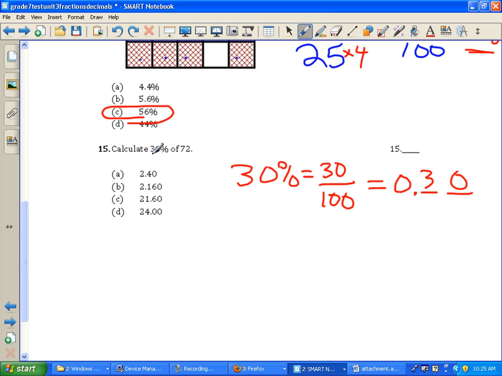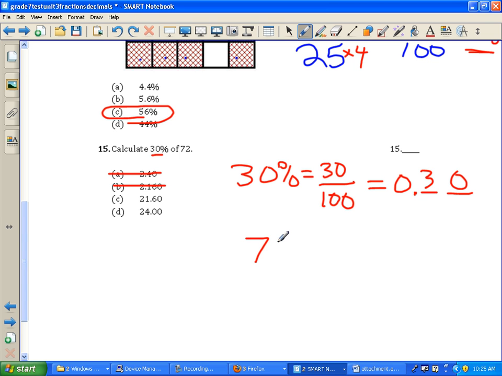But this is a little bit less than half. So we're going to be maybe 15. So we're about a quarter of it. So about 15. Now these two don't make sense because they're not even close to being 30% of 72. So let's work it out.